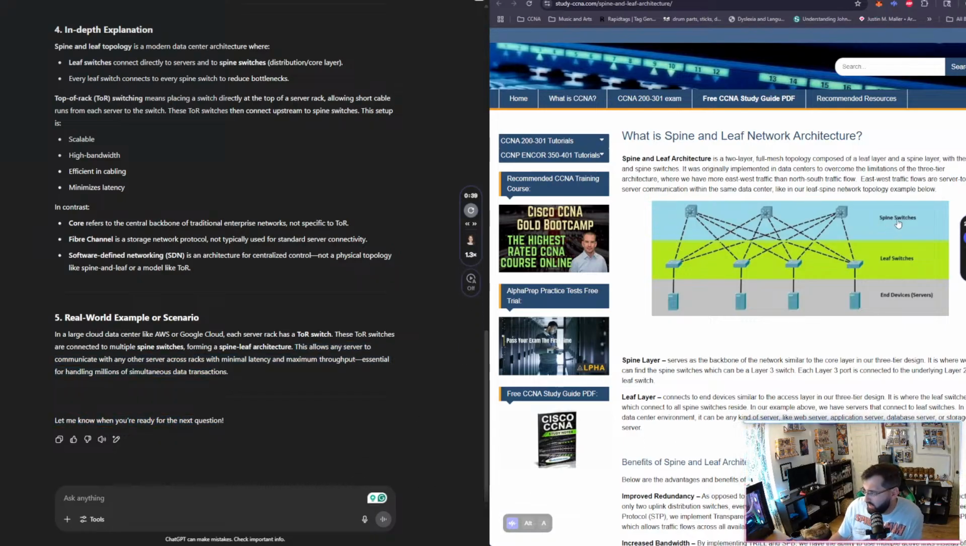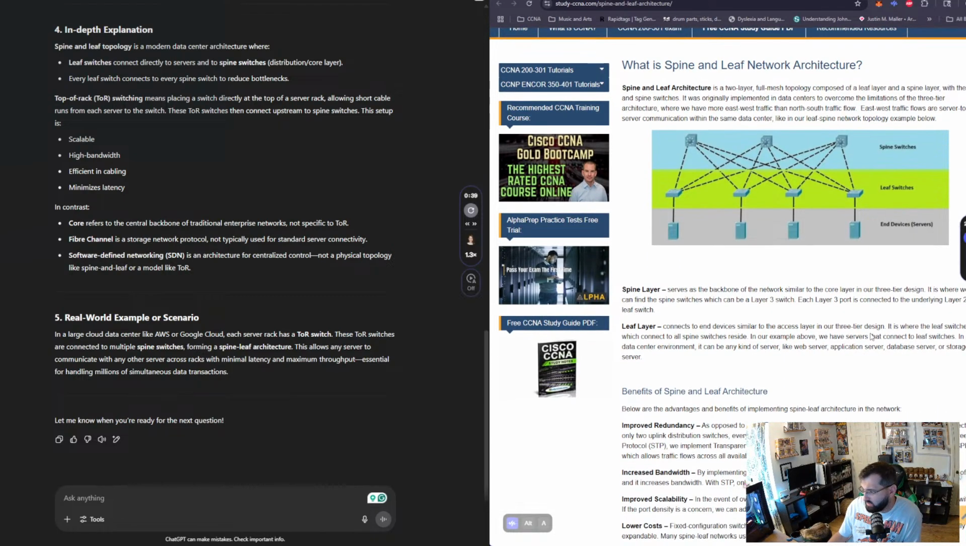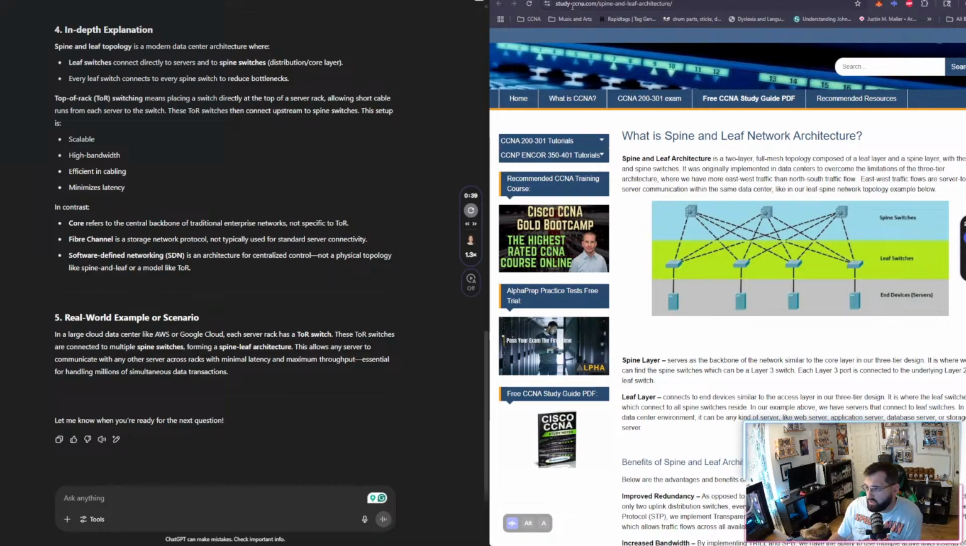Okay, so here's our spine switch. Here's our leaf switch. Spine switches, leaf switches, and then our end devices. This is a great website too if you're studying CCNA. Study-ccna.com. Really good website.